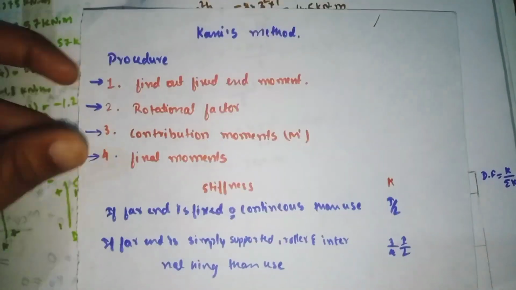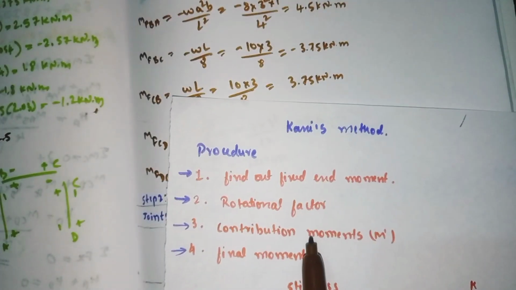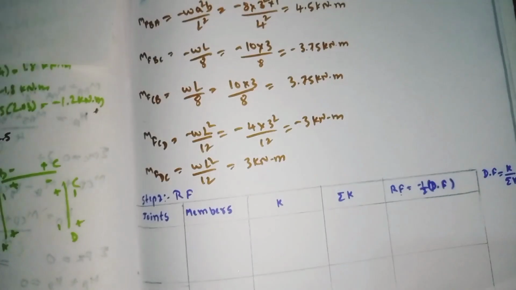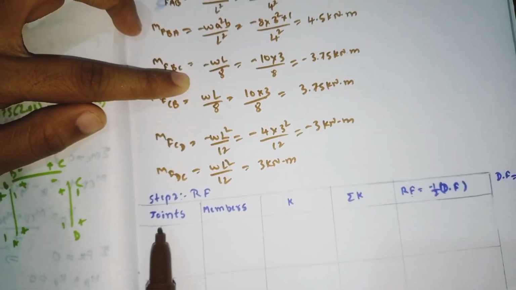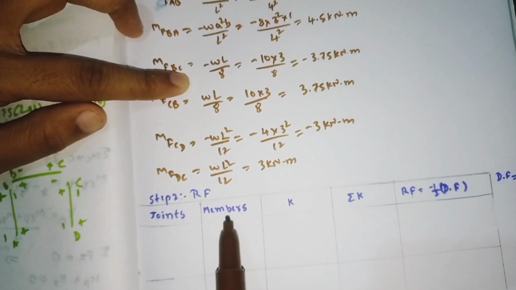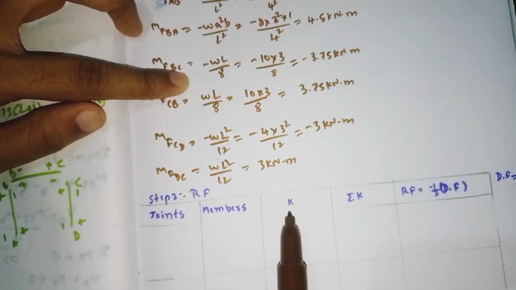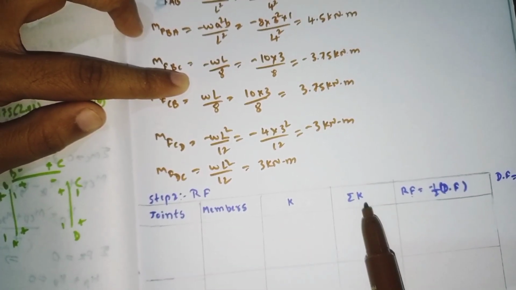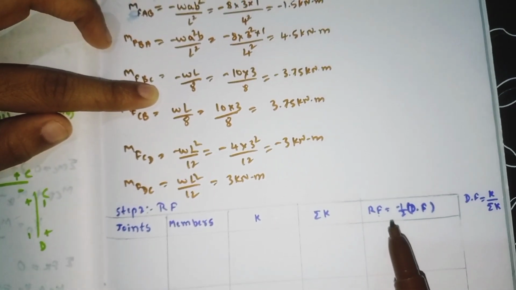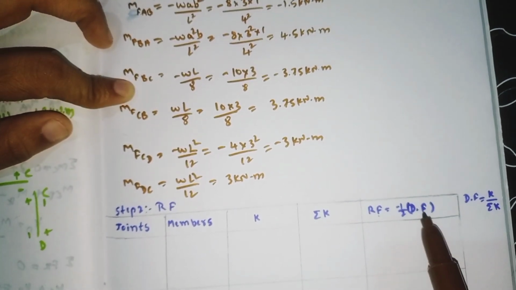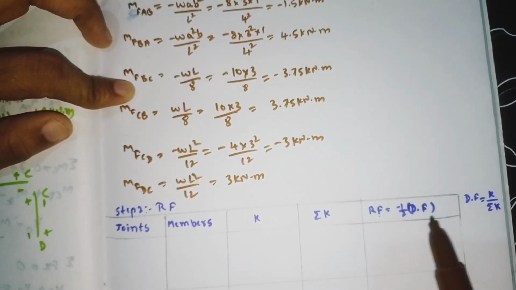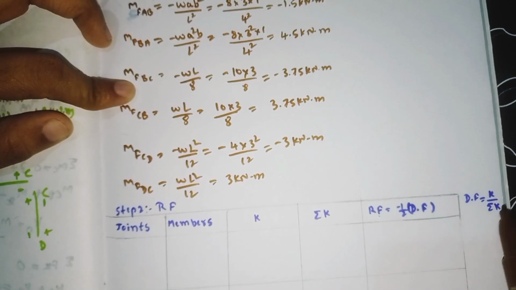So our second step is to find out the rotation factor. For that we need to draw a table. The first column is joints, the second is members, the third is stiffness, denoted as k, the fourth is summation of k, and the fifth is distribution factors. To find the rotation factor, we have the formula minus 1/3 of the distribution factor. To find the distribution factor, we have the formula k divided by summation of k. So by solving, we'll see.